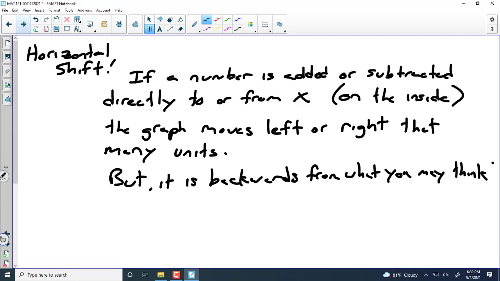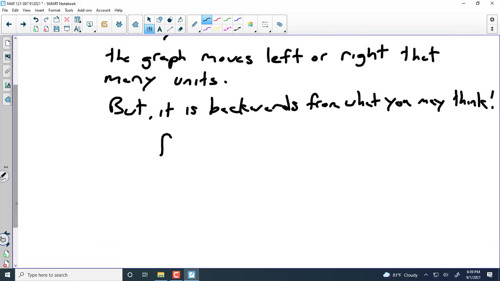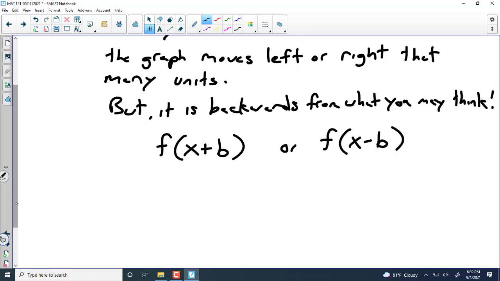This is not a mathematical trick. This is not something we threw into math to make it more tricky. This is the way it actually works, everyone. The horizontal shift, what you see in the equation, actually does the opposite of what most people would probably think it would do. So now what we're doing is we are actually putting the number that we're adding or subtracting inside the function right up against the x. Not at the very end, when everything's done, but right up against the x.